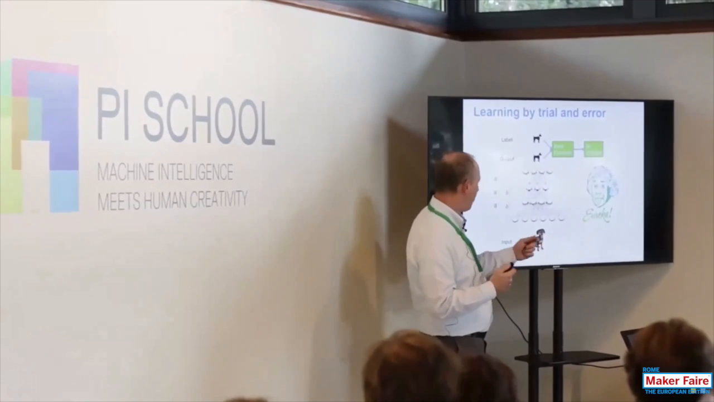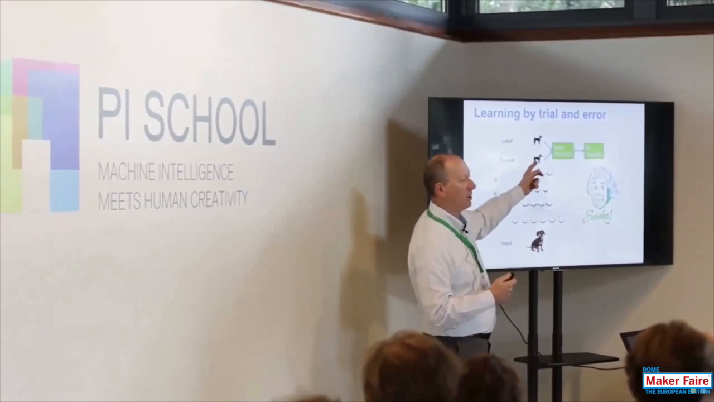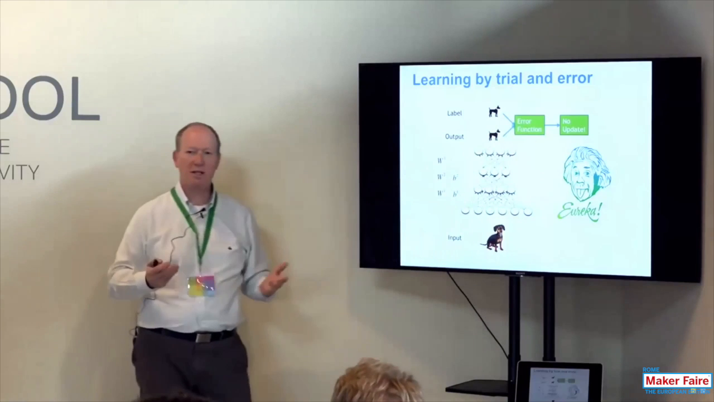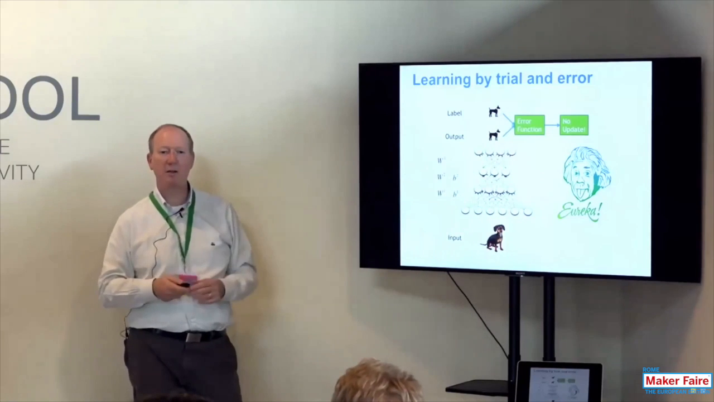We come to a point in which we have a dog. Wow, it's a dog. The error function tells it 0 error. We are done. Okay, so we are in good shape.